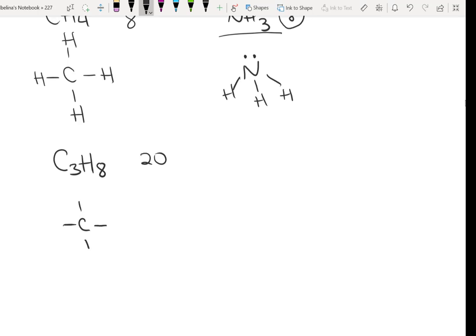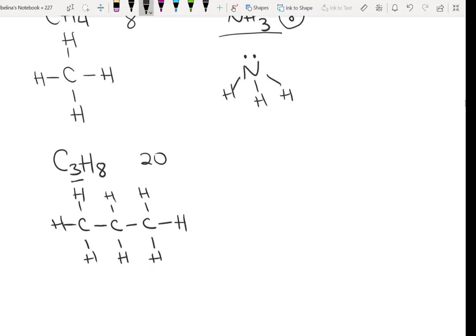Okay, then I'm going to take a second carbon and then a third carbon. Each one of those, I'm going to give it enough bonds to reach an octet. Why did I do 3 carbons? Because that's what the formula is. Then I'm going to use the hydrogens to satisfy the formula and to bind to the carbons.